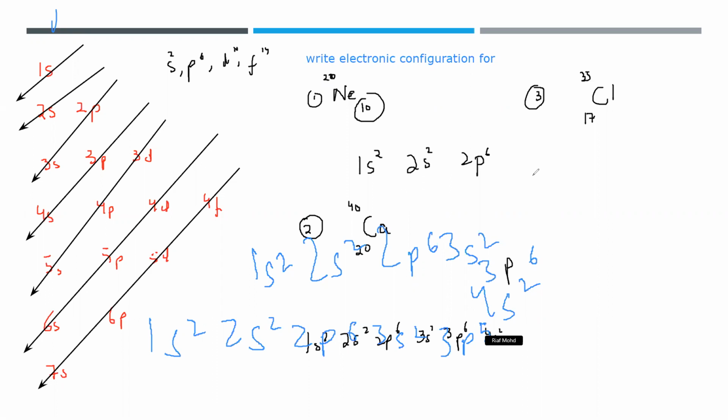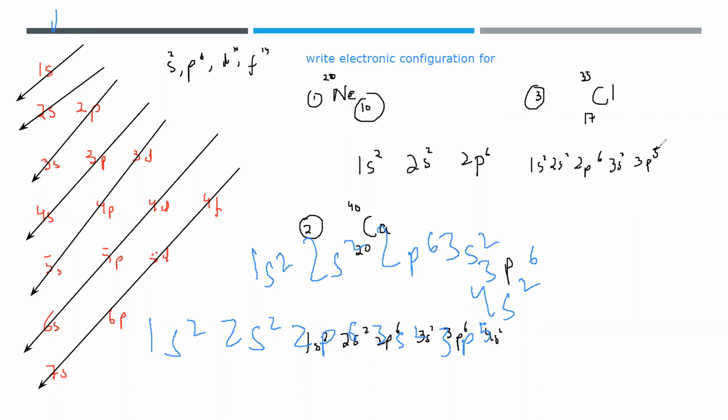Yeah, that's right. So it will be 1s2, 2s2, 2p6, 3s2, 3p5. So means we arrange, first it will go to 1s, then 2s, then 2p, then after 2p it will go to 3s, then from 3s it will go to 3p, and from 3p it should be 4s.